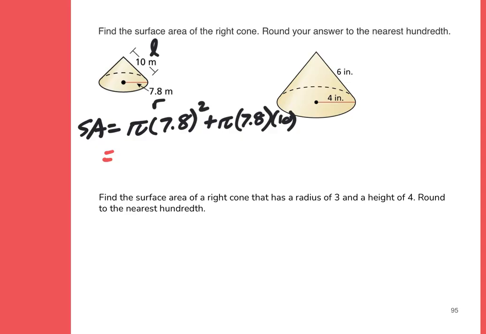Addie, what'd you get? Did you do it? Okay, 60.84. And then I'm just going to leave a pi on there. I'm not going to multiply by pi yet. Okay, I'm just going to leave it in terms of pi. I'm going to do the same thing over here.